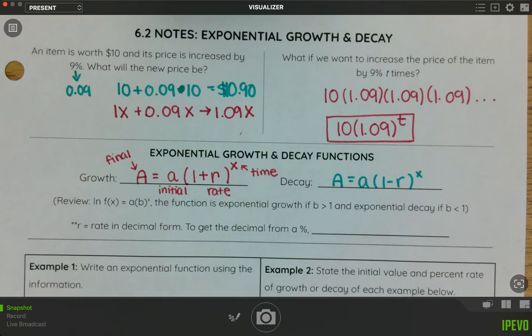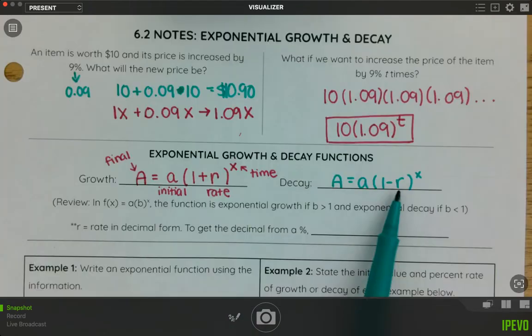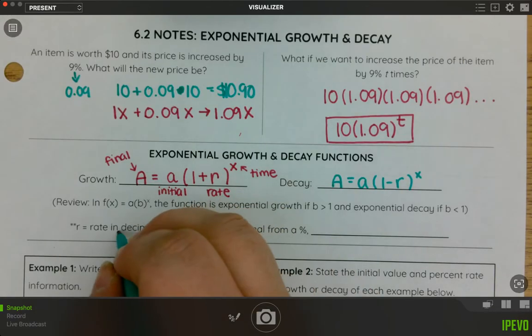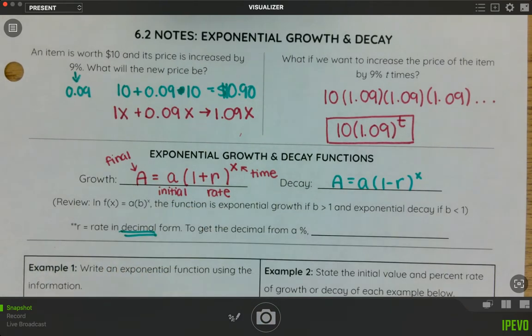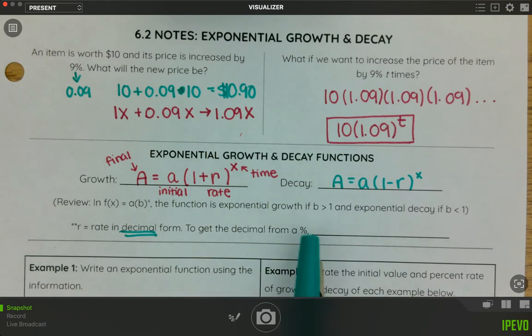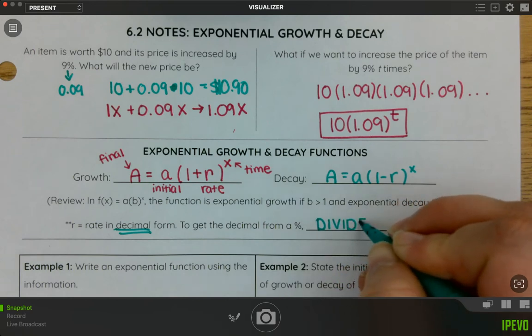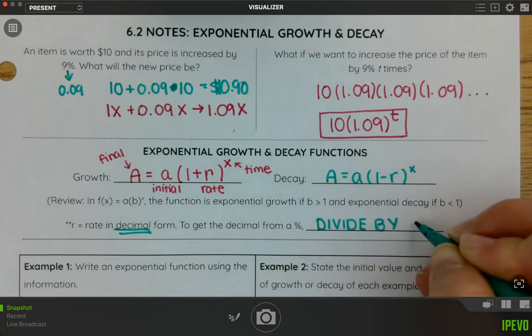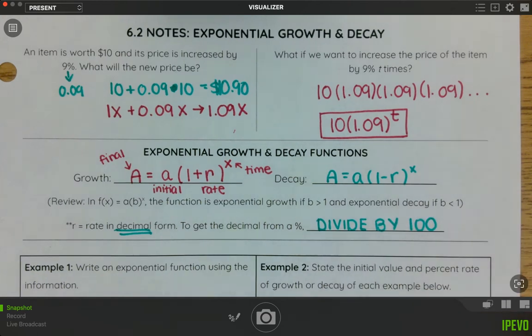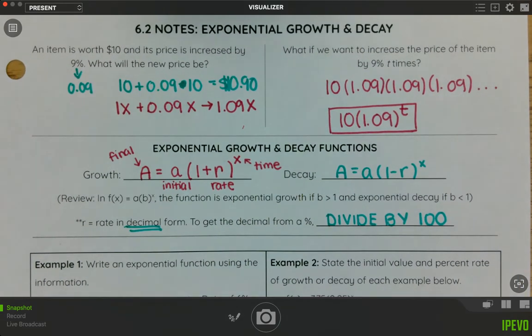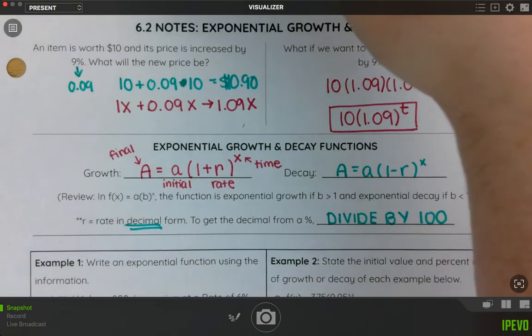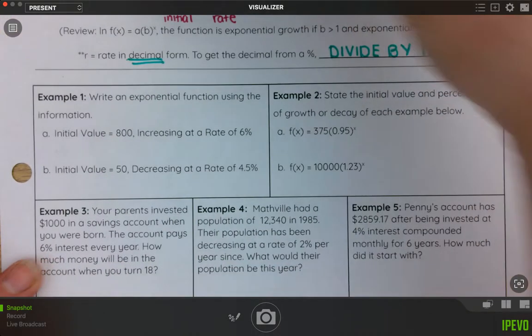Okay? When we put this r into the equation, it is in decimal form. That's why I changed the 9% to a decimal. In order to get the decimal form from a percent, you're going to have to divide by 100. So anytime you're not sure what decimal goes with a percentage, divide by 100 and that's all you have to do. Okay, don't get too tripped up by that. That's why I'm reminding you how to do it now. Okay, let's move down to examples 1 and 2.